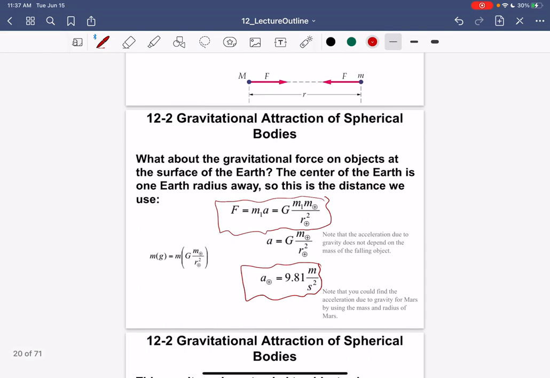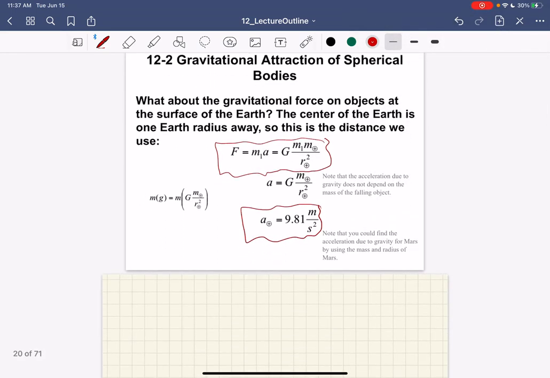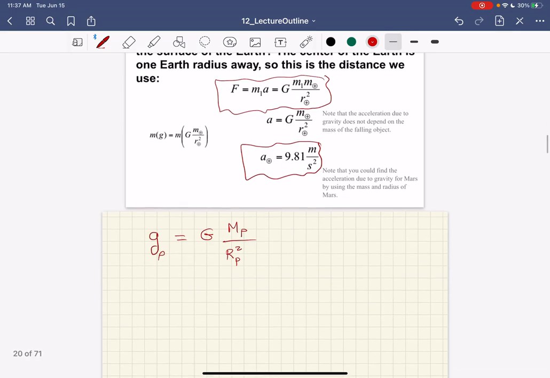By the way, I will say this relation, and then I will call it g. The g of any planet is going to be that capital G times the mass of that planet divided by the R of that planet squared. Okay?